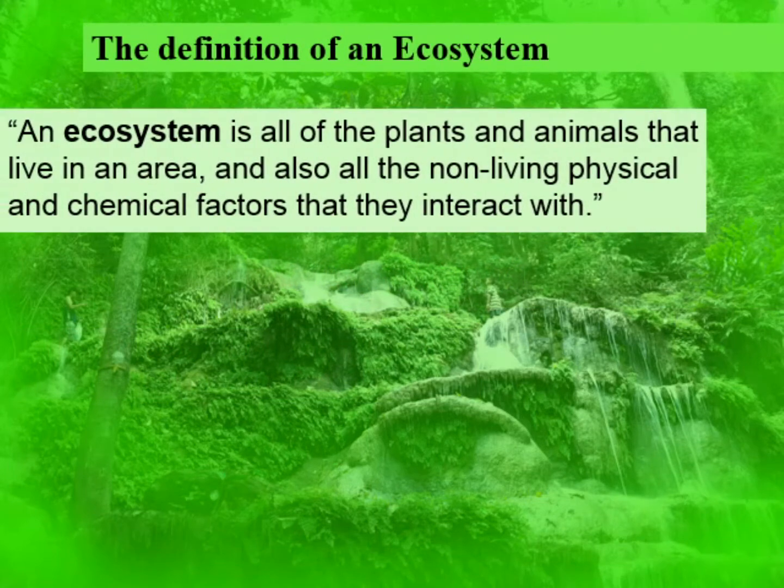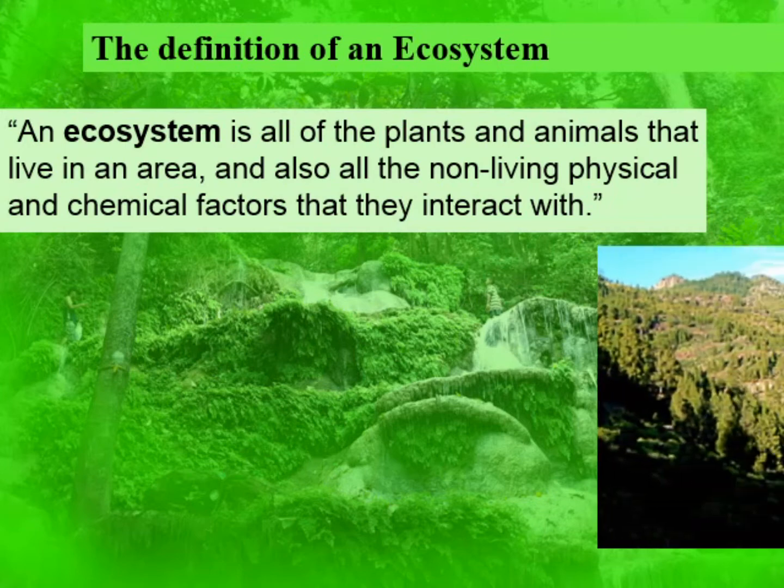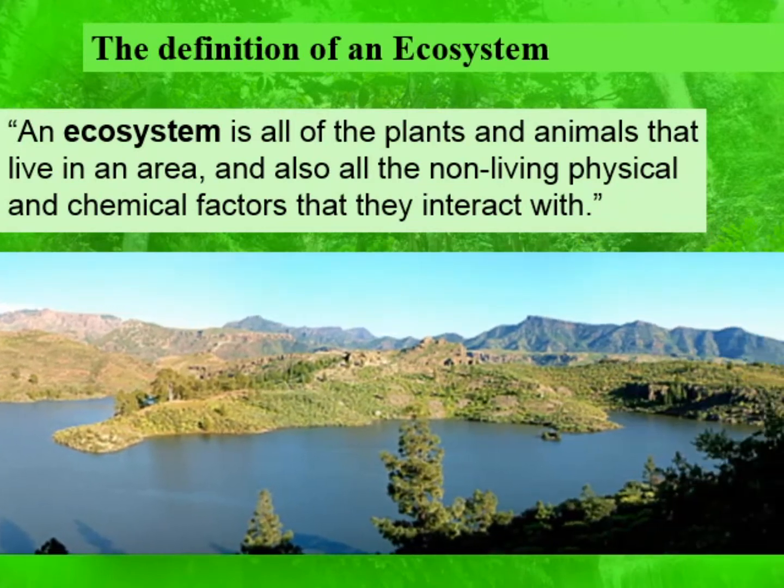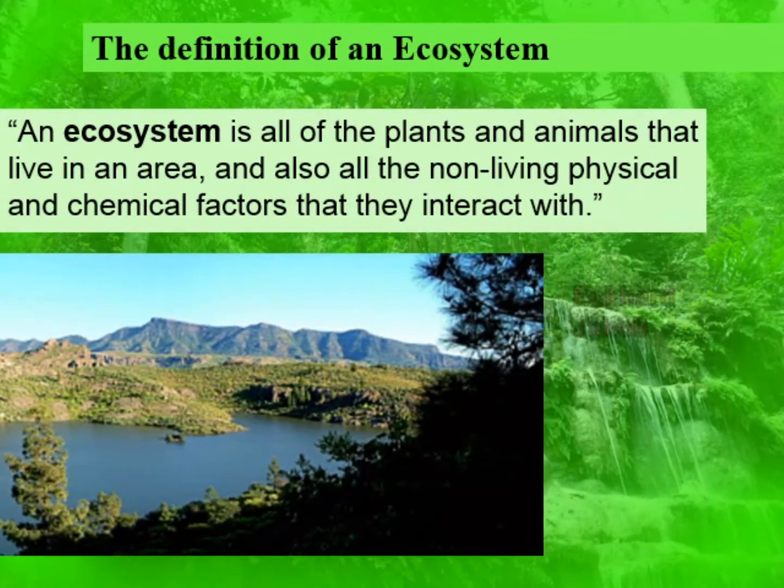So if we're going to define an ecosystem, we will say it is all of the plants and animals that live in an area, and also all the non-living physical and chemical factors that they interact with. So if you look at this picture, there's many trees, which are living things, but you assume there are animals living there too. The water is a non-living factor, but many creatures will live in there. And the soil and the rocks will provide nutrients to the plants particularly, but that in turn helps the animals. And it all takes place underneath the weather and the sunshine coming from above.